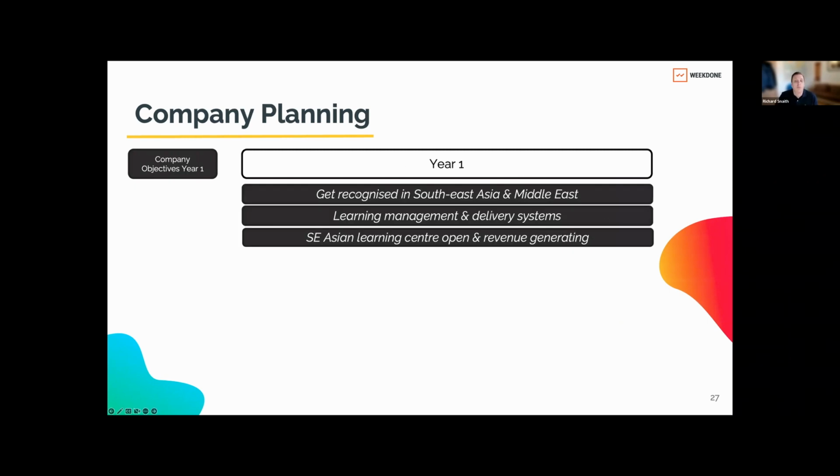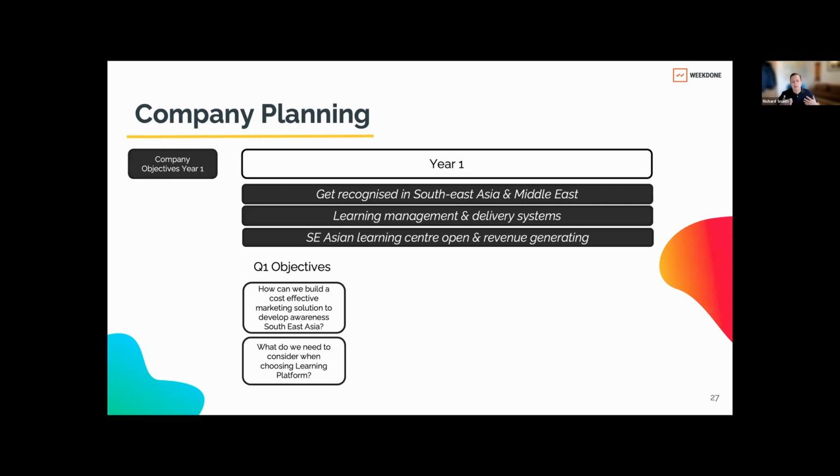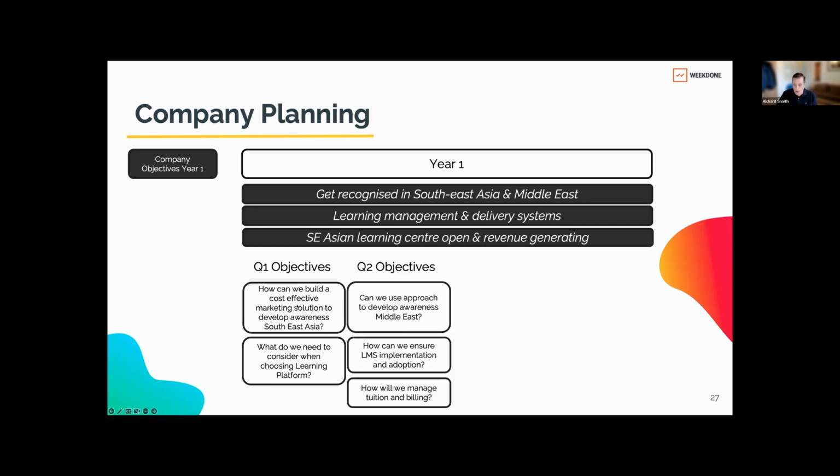In year one, we had our 3 objectives. What are we trying to drive? Recognized in Southeast Asia and the Middle East, learning management, and Southeast Asia open and revenue generating. We're now going to take it down to quarters. Again, what is it we need to get done in quarter one? Well, how can we build a cost-effective marketing solution and develop awareness? What do we need to consider when choosing a learning platform? Those are the 2 parts where we say that's where we need to start. In quarter 2, can we use the marketing approach to develop awareness in the Middle East?